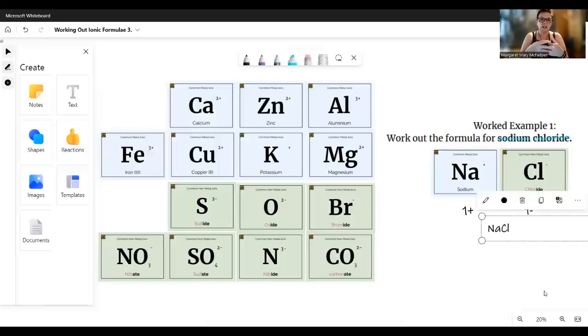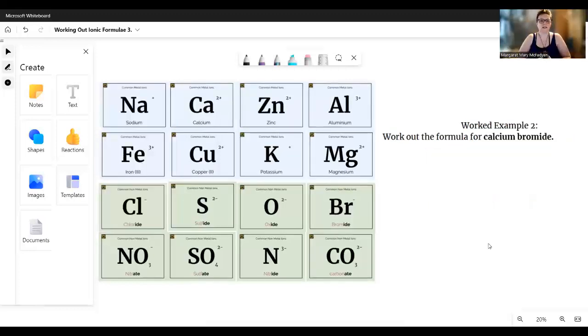So the first thing to notice is that if the charges are equivalent, and this would also work if you had a 2+ and a 2- ion, if the charges already cancel each other out, you don't need to do any more. It's a 1-to-1 relationship. What we're going to look at now is when those charges are not the same, how do we then get the formula of the ionic compound? And example 2 is one of those situations.